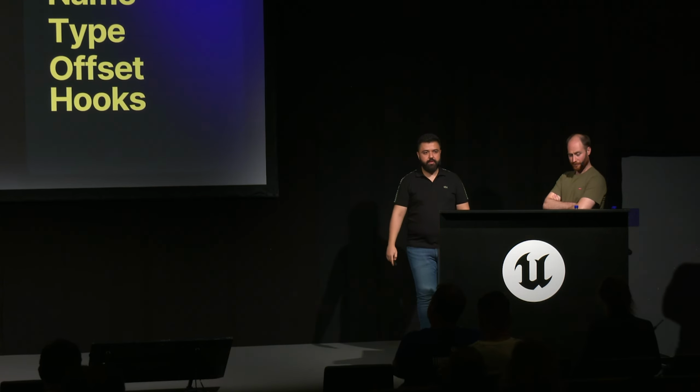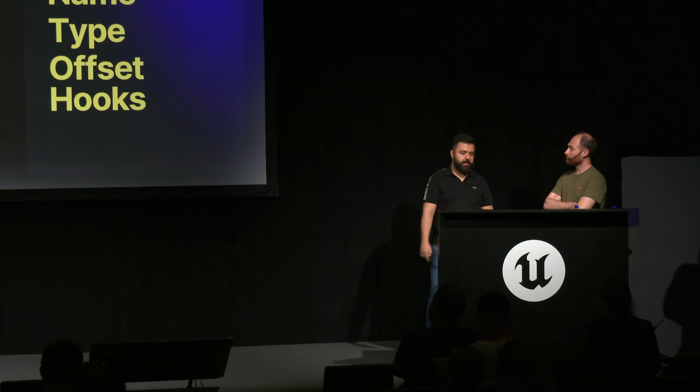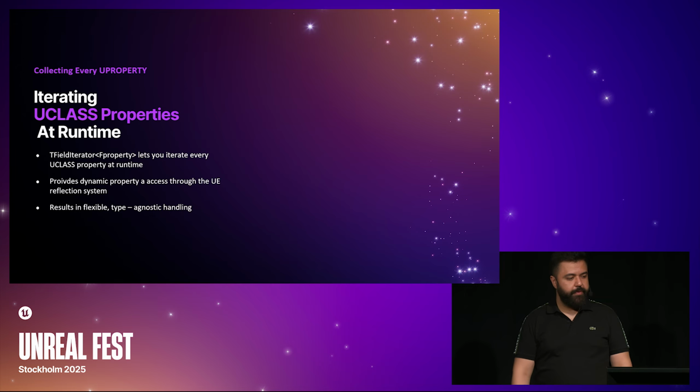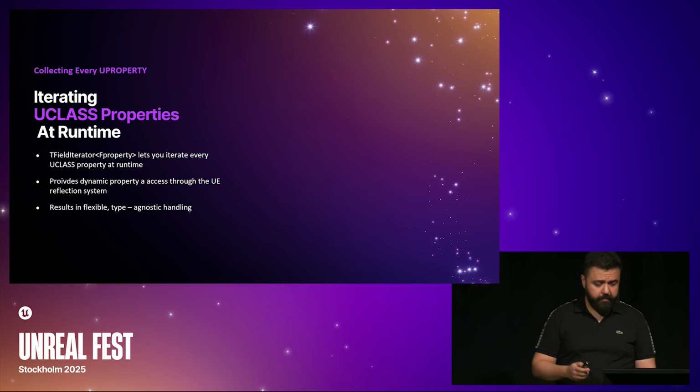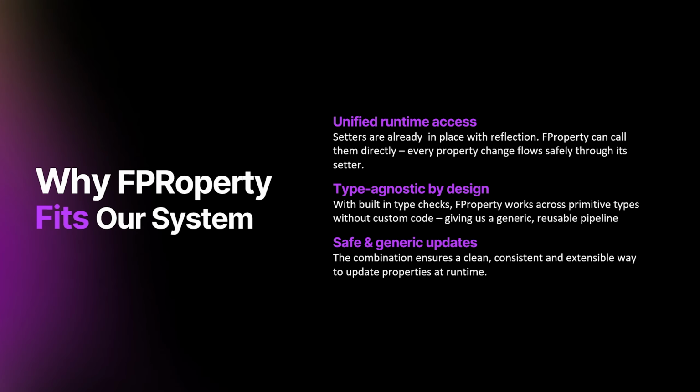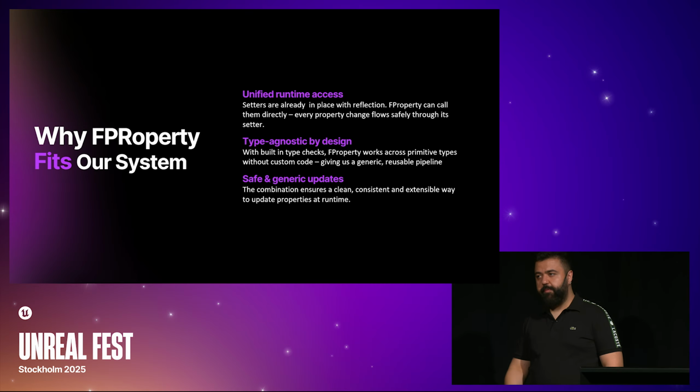Once we know about FProperty, I guess it's time to create those FProperty classes. And TFieldIterator does the thing we want. You can iterate over the UClasses and UProperties, and it creates FProperty classes for us. This gives us a dynamic way to access data without hard coding property names or types. And let's see why FProperty actually fits our system. We already have setters in place, and FProperty lets us safely call them at runtime for any property with built-in type checks. This creates a clean, generic pipeline for updating the values.